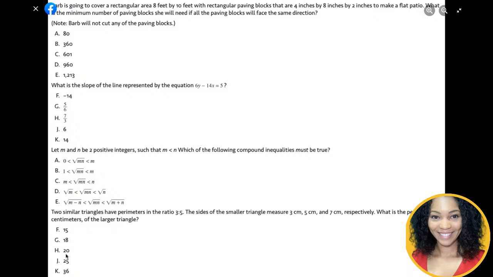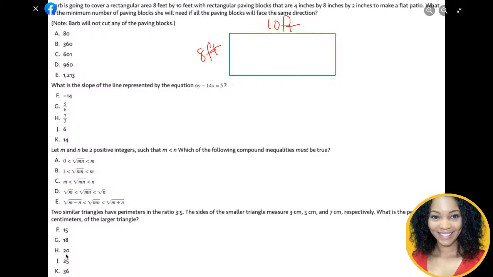So nevertheless, we're going to jump right in. In this first question, we have Barb is going to cover a rectangular area, 8 feet by 10 feet. And I'm just going to pause right there. Rectangular area means we do have a rectangle, and they gave us the dimensions here of 8 feet and 10 feet. So we'll continue on, just kind of noting those dimensions there, and ignore my sloppy handwriting.